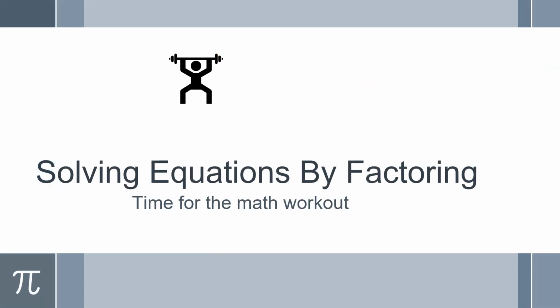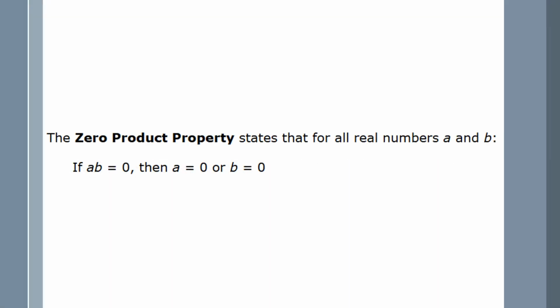Alright, so now we factored, and we did a two-in-one factoring technique: GCF and factoring the trinomial. Now let's solve equations by factoring. Let's look at the zero product property. It states that for all real numbers a and b, if a times b equals 0, then a equals 0 or b equals 0.